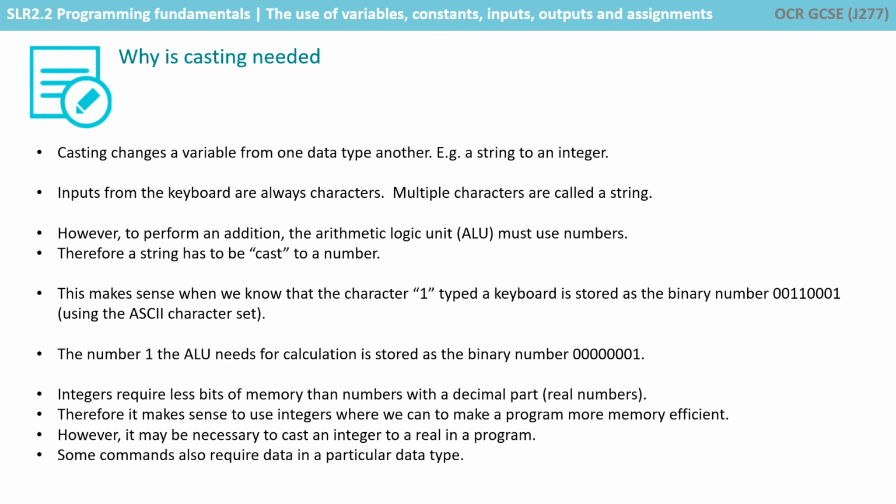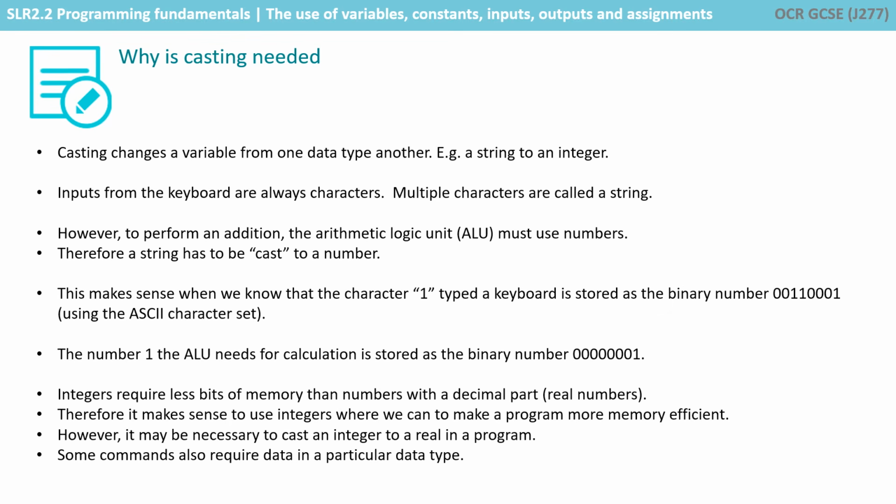This makes sense when you think about how the character 1 typed on a keyboard is stored in binary. In ASCII it would be 0011001, but the number 1 that the ALU needs for a calculation is stored as the binary number 00000001 if we were using 8 bits.